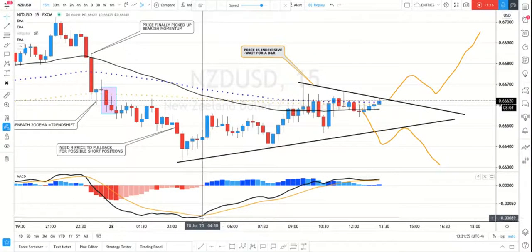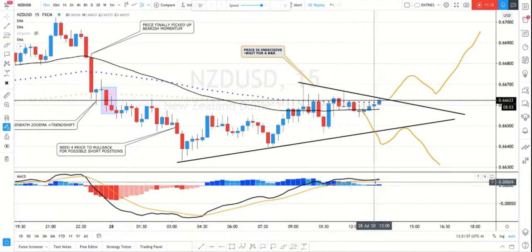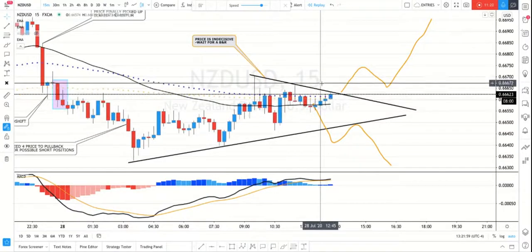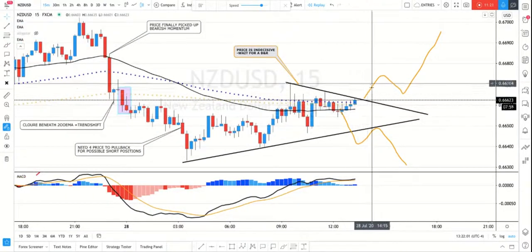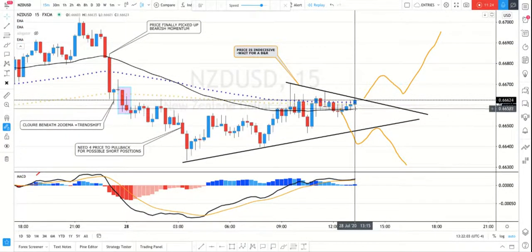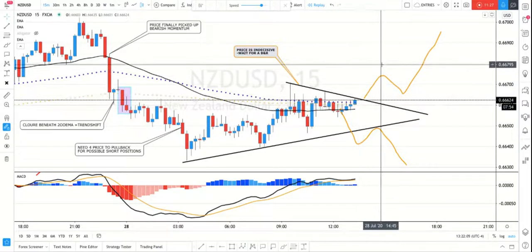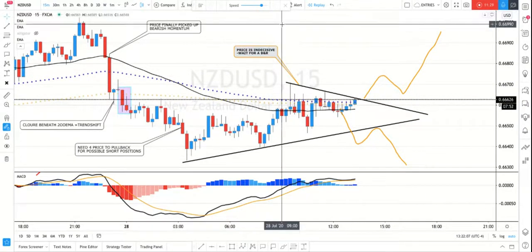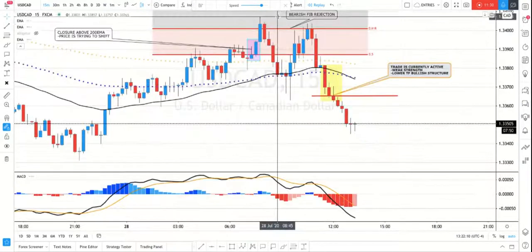But nonetheless, we do have a bullish MACD crossing. Price is now above the histogram as well. So the New Zealand dollar could very much continue to rally to the upside, or it could fake you out, go to the upside and then reject lower. I have to wait for price to tell us what's up.